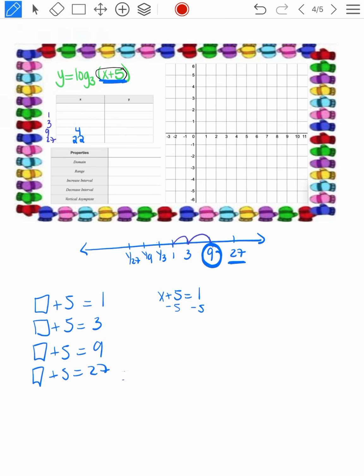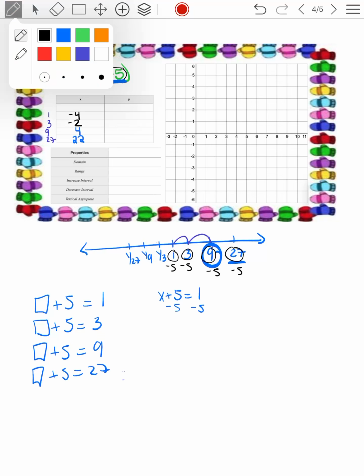So really, all I'm doing is subtracting 5 from each of these values to help me figure out what I can add 5 to get those values. So 27 minus 5 is 22, so 22 plus 5 is 27. 9 minus 5 is 4, so 4 plus 5 is 9. 3 minus 5 is negative 2, so negative 2 plus 5 will get me to 3. And then 1 minus 5 is negative 4, so negative 4 plus 5 is going to get me to 1. And those are all good numbers on my number line.